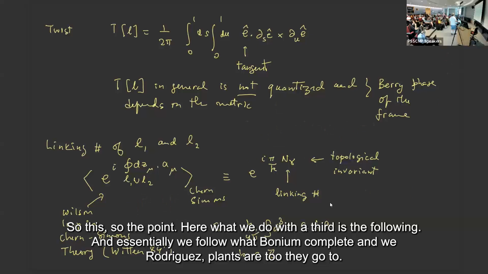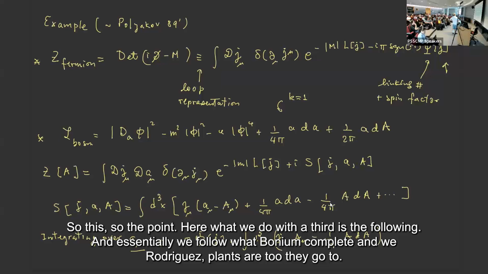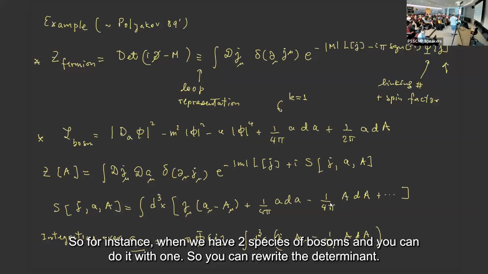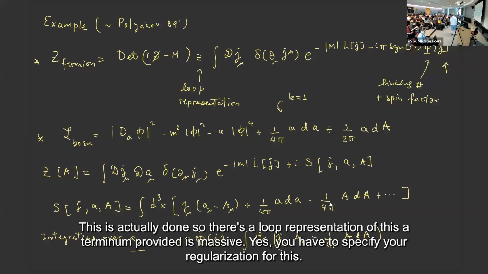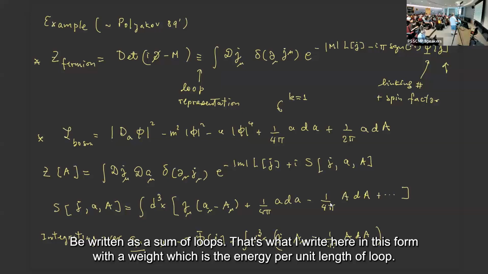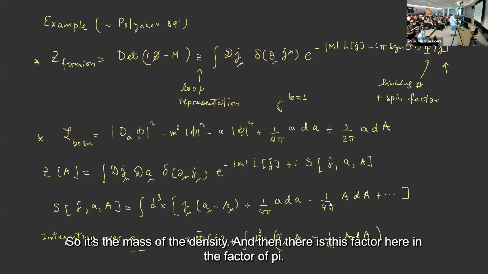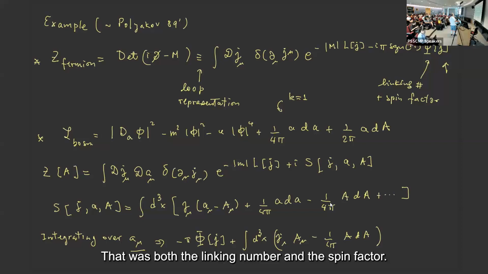So the point here, what we did with Earth is the following, and essentially we followed what Polyakov did, and we got rid of some parts that Polyakov had that were not essential. So for instance, Polyakov had two species of bosons, and you can do it with one, you don't need that. So you can rewrite the determinant, essentially. It turns out there's a loop representation of this determinant, provided it's massive. You need to specify a regularization for this. It can be written as a sum over loops, which is what I write here in this form, with a weight, which is the energy per unit length of loop, so it's the mass that enters the tensor. And then there is this factor of pi that involves both the linking number and the spin factor.